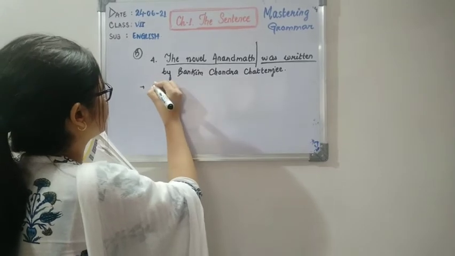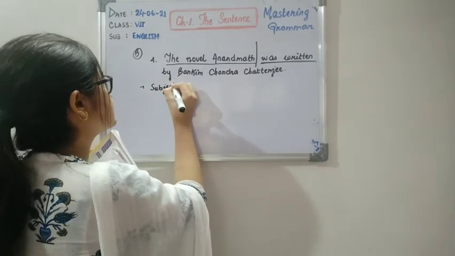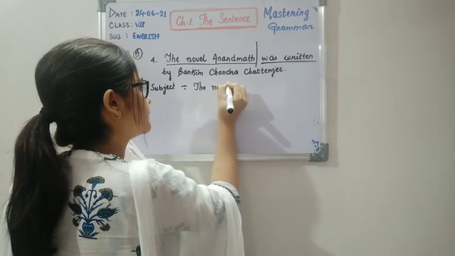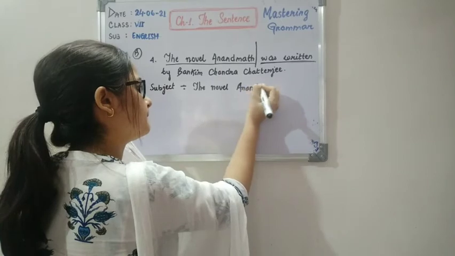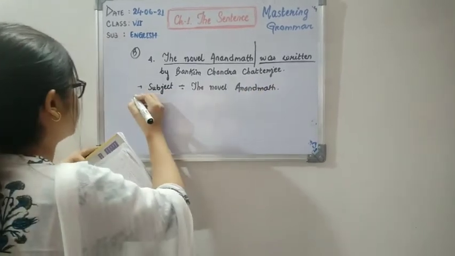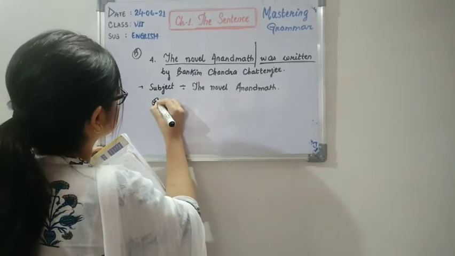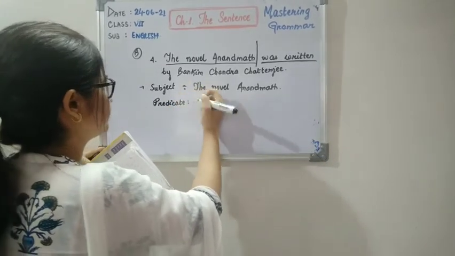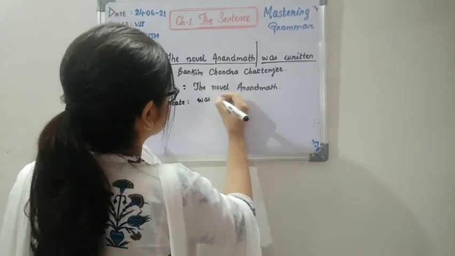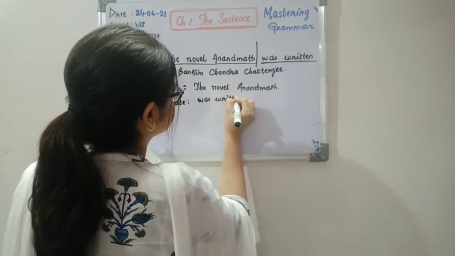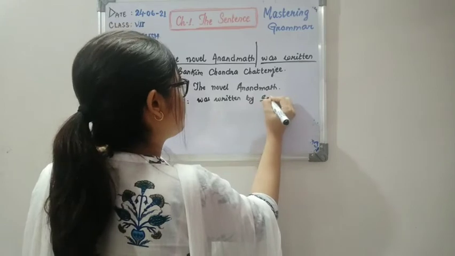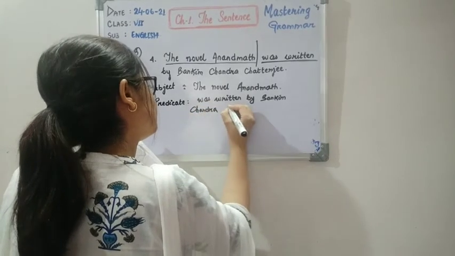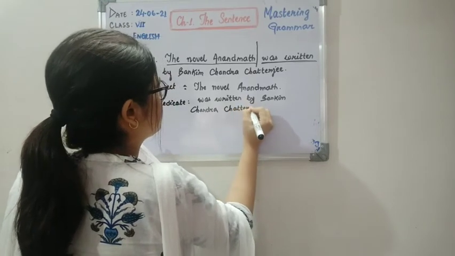So we are going to write the solution for it. We will write down: the subject for the sentence is, what is the subject here? The novel Anand Mat, okay? And now the predicate. Predicate is was written by Bankim Chandra Chatterjee. Okay.